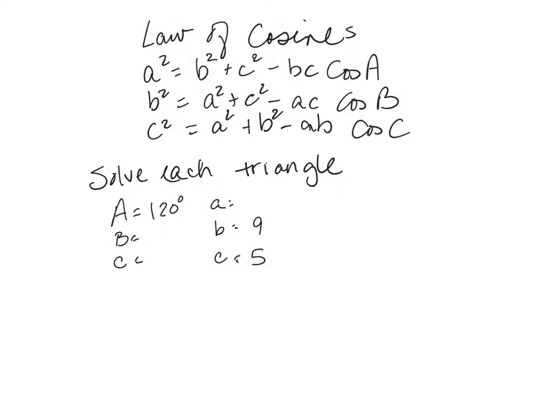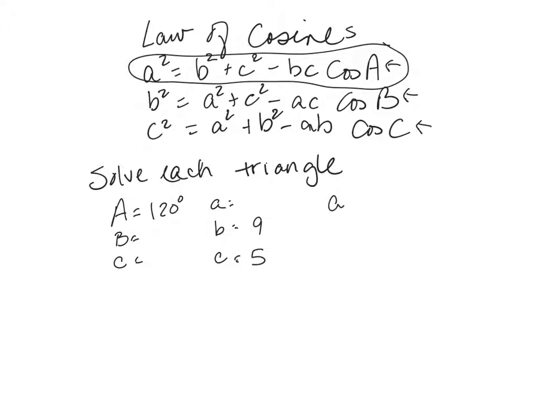First thing you're going to do is decide which formula to use. Since we have big A, and each of these formulas only has one capital letter, you have to pick the one with the big A. You have no choice. We just plug things in the formula. We don't know what A squared is, but we know what B squared is, what C squared is, and we know what B and C are. And then we know what A is, cosine of 120.